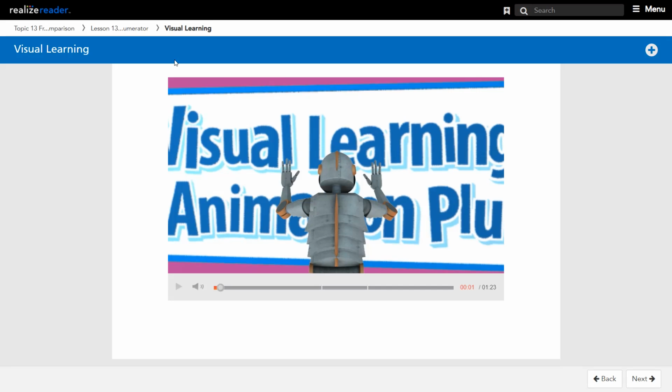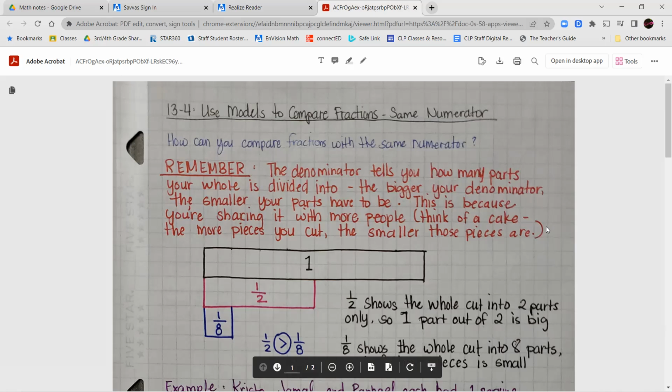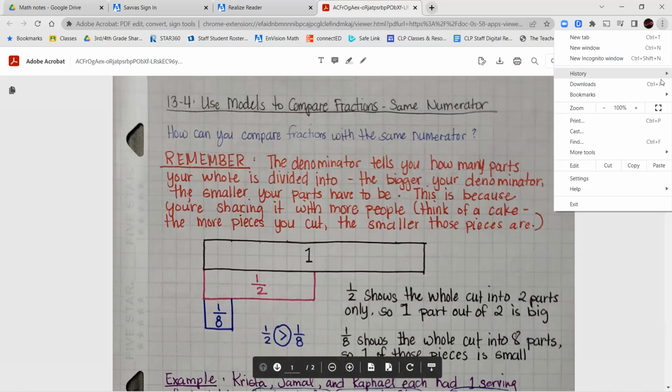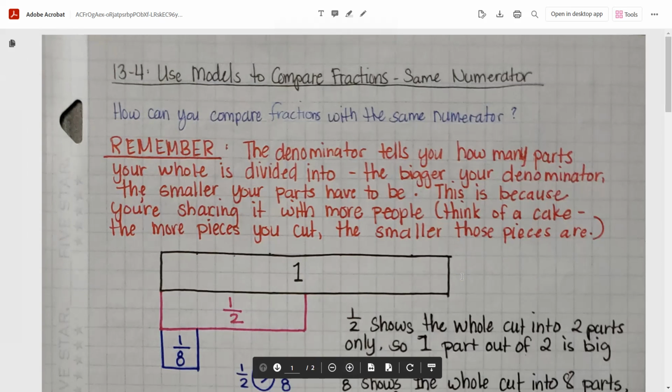Okay, let's go ahead and get into our notes and our guided practice now. Now, our notes for this lesson, we're going to focus on the question, how can you compare fractions with the same numerator? Now, one thing that's very important that I want you to remember, which is why I put this in bright red, you have to remember that the denominator tells you how many parts your whole is divided into. So the bigger your denominator, the smaller those parts are going to be. This is because you're going to be sharing it with more people. So think of it like a cake. The more pieces you have to cut your cake into, the smaller those pieces are going to be because you're having to share it with a greater number of people.